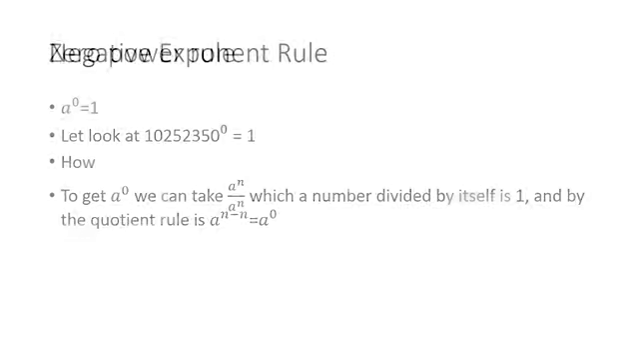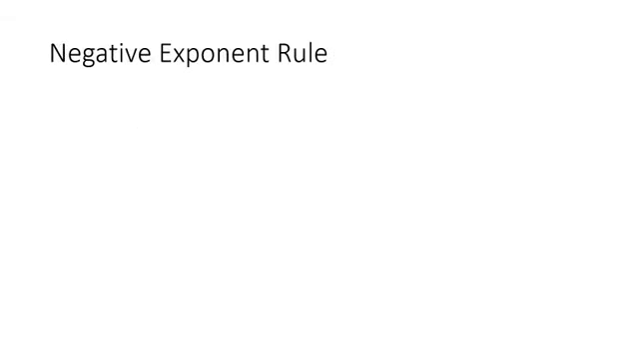Our negative exponent rule is a to the power of negative 1 equals 1 over a. And again, we can look at 5 to the power of negative 1, which is 1/5. Remember, we could write 5 as 5 over 1, so you can think of it as just writing the reciprocal. And how do we get this?